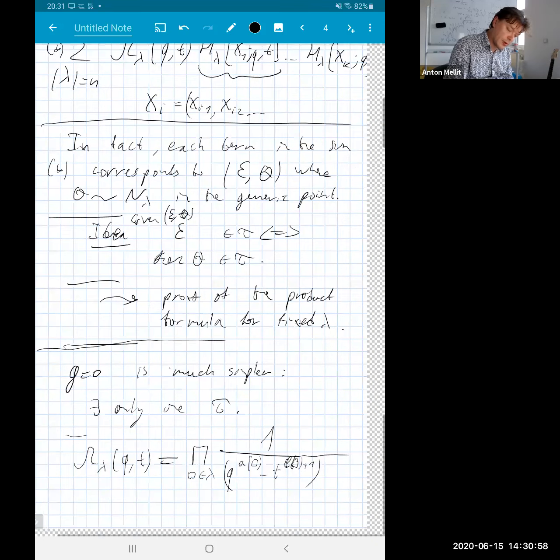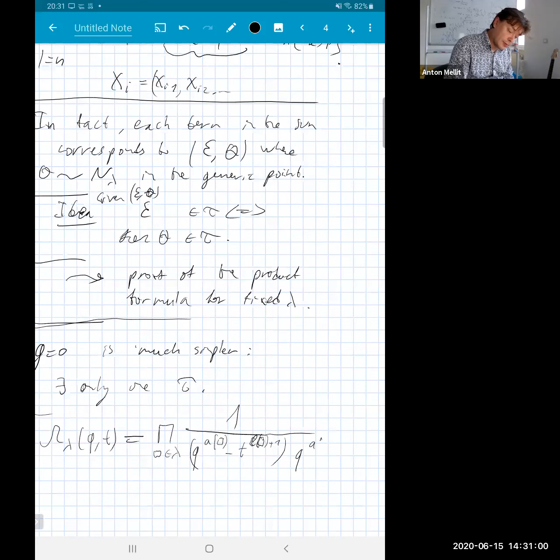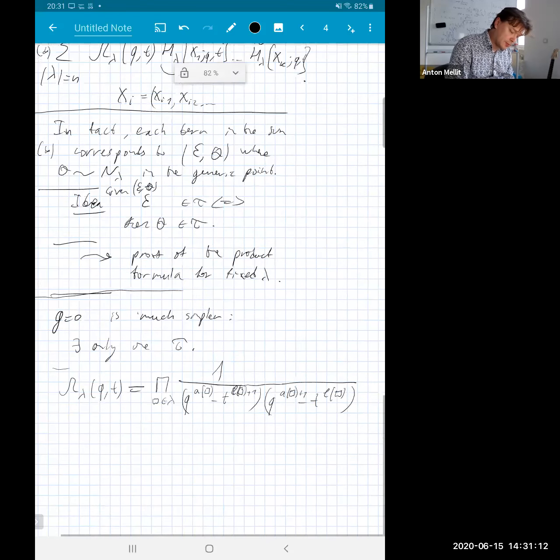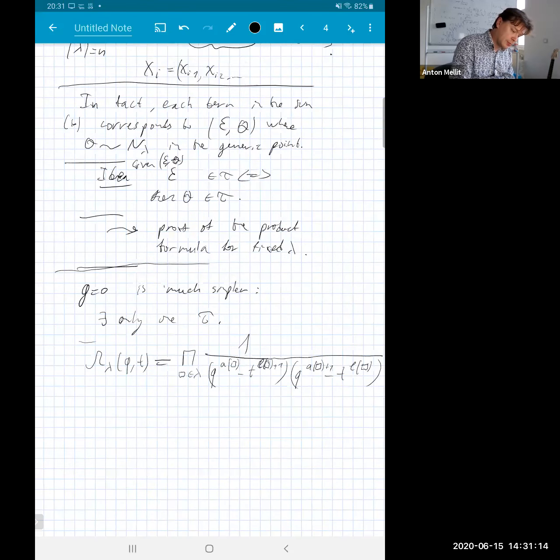Well, the usual. So these are arms and legs. Arms.